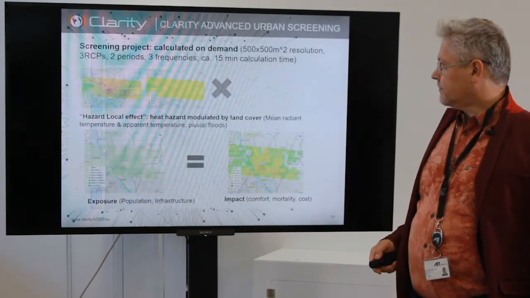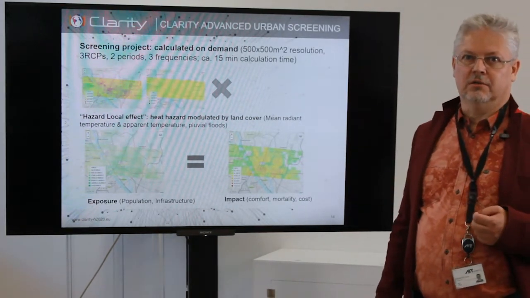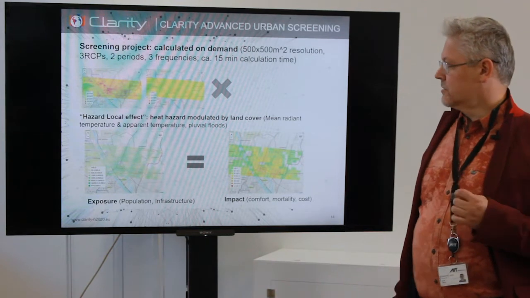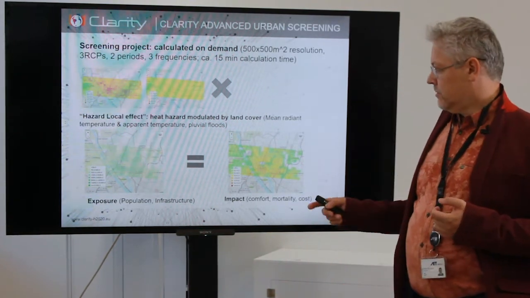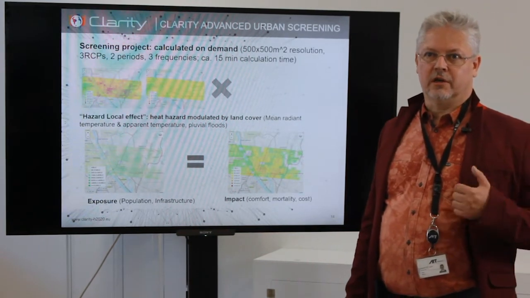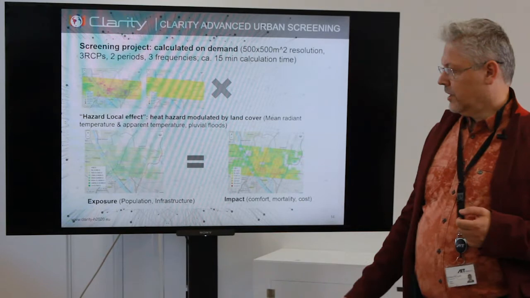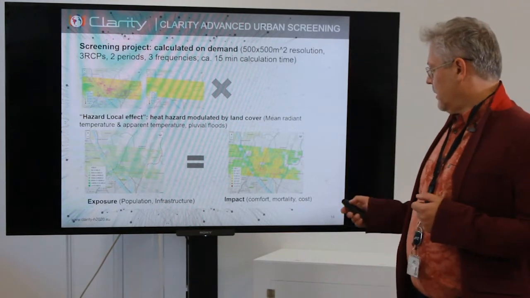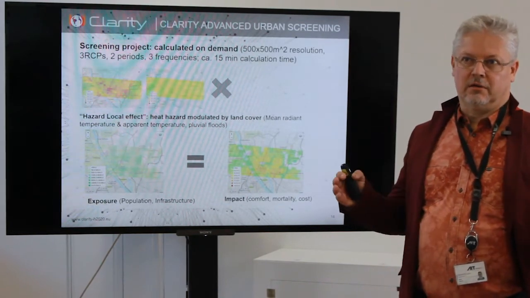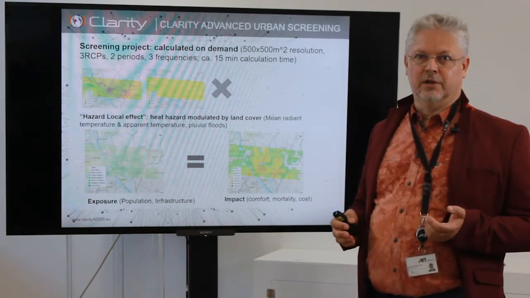And what can it do? It downscales the hazards, actually two hazard indices. One is for heat and another is for flash floods, so pluvial floods. It downscales them to 500 meters. It also gives us exposure of population and of different infrastructure types, like buildings, roads, railways, on more or less the same scale. And then it calculates different impact indexes, like mortality, loss of productivity, and damages for buildings and infrastructure.